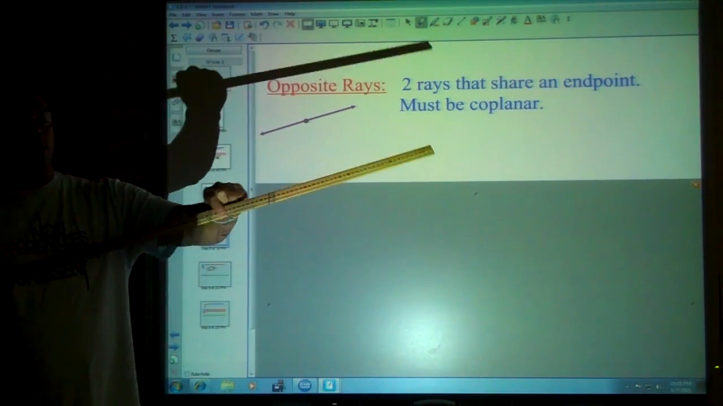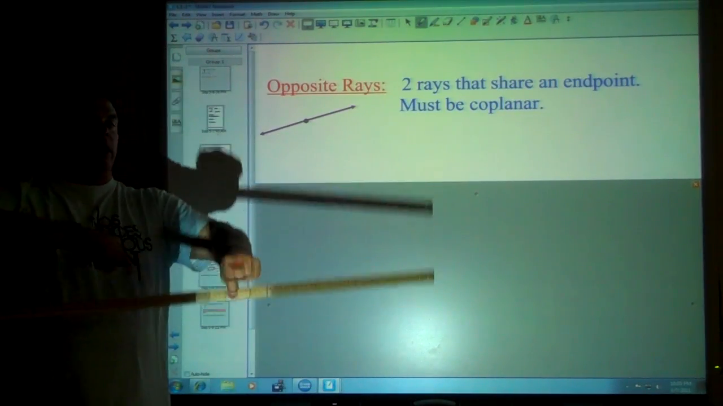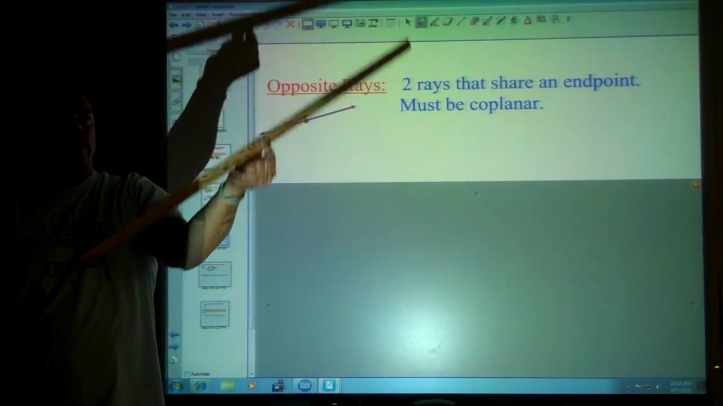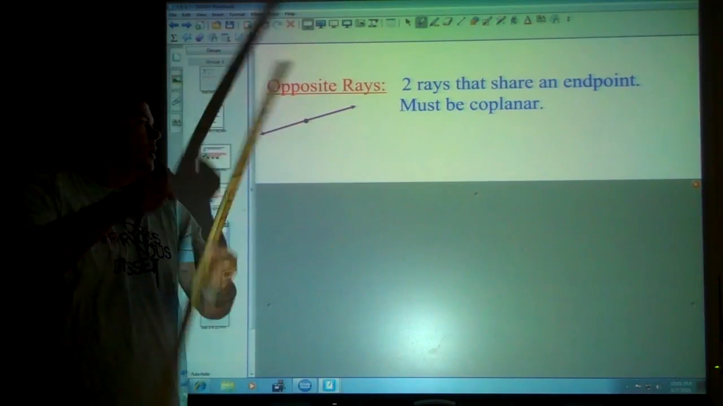If you pretend that my finger is the point, and then this represents the ray going that way, and the ray going that way, then no matter where I have this, those would be considered opposite rays, because they're in the same plane together, going in different directions from that one point.